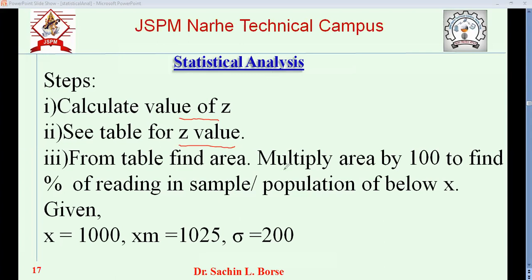Now you have to write whatever is given in the example. So we know the formula for Z. Can anyone tell me the formula for Z? X minus X-bar (mean) upon standard deviation. Yeah. X minus mean divided by sigma. Okay. So you write X.